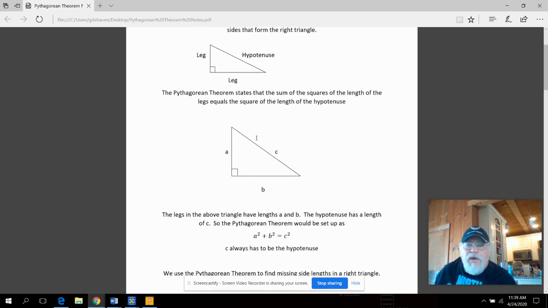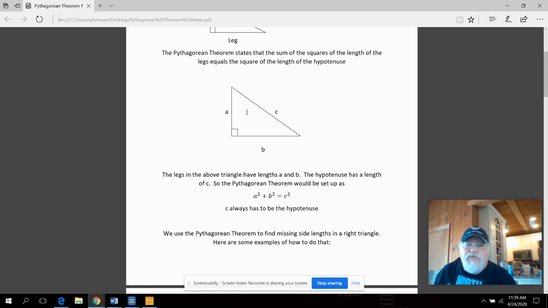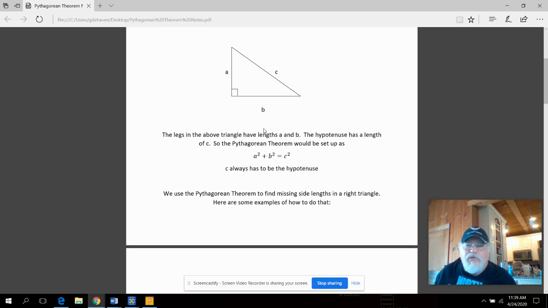Okay? Now, the Pythagorean theorem states that the sum of the squares of the length of the legs equals the square of the length of the hypotenuse. Okay? So right here, I've labeled a triangle with A and B for the legs and C for the hypotenuse. These are the letters in the theorem. A and B are always used for legs. C is always used for the hypotenuse.